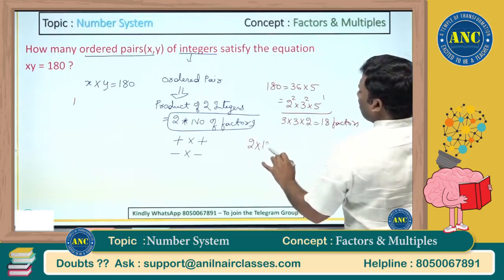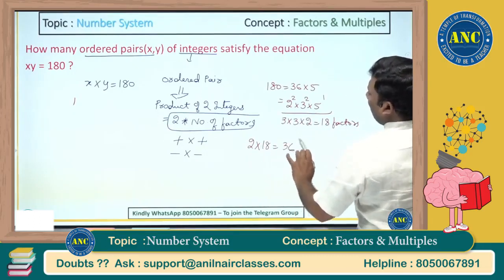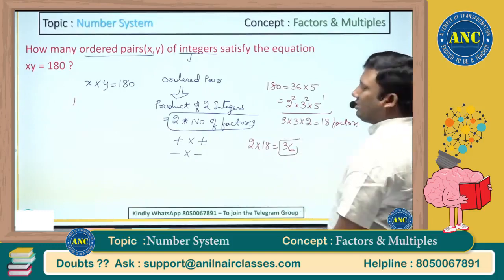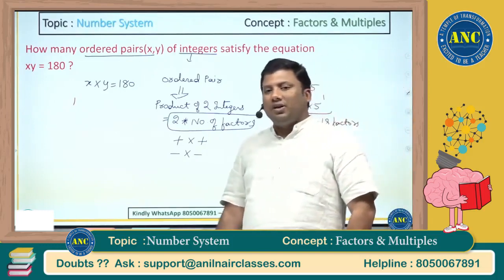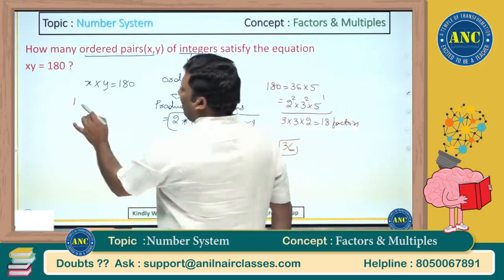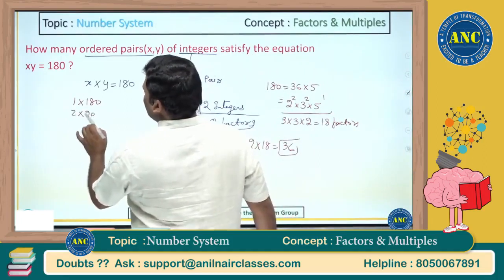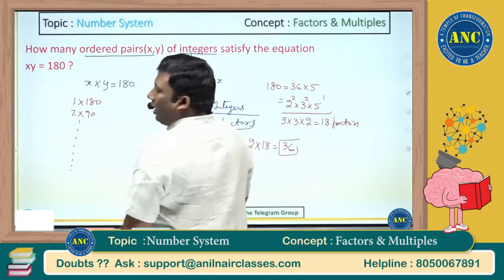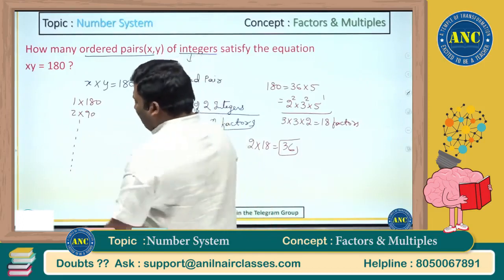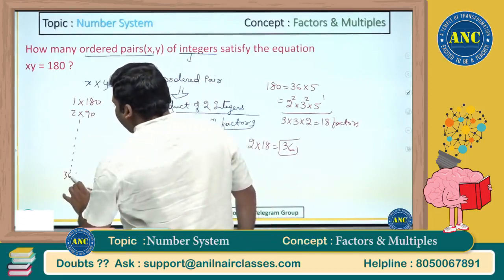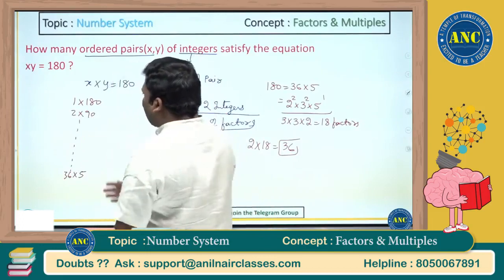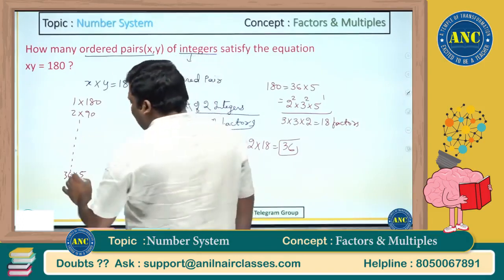2 into 18. How many ordered pairs will it take? 36. I will just list the cases. 1 into 180, 2 into 90 and so on, up to 36 into 5, 180. Next one. Any other cases?